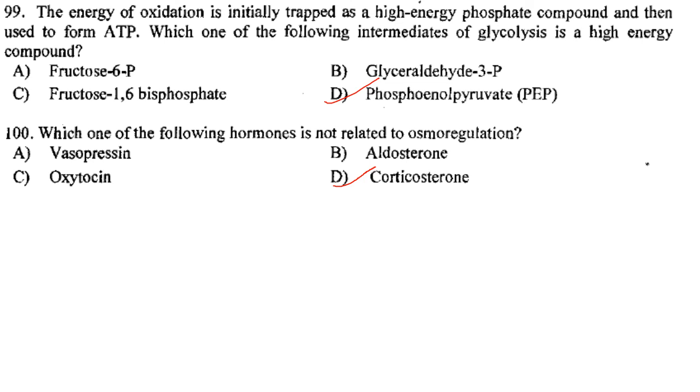Okay. The energy of oxidation is initially trapped as a high energy phosphate compound and then used to form ATP. Which one of the following intermediate of glycolysis is a high energy compound? So it is phosphoenol pyruvate, which is a high energy compound. Answer is option D. Which one of the following hormone is not related to osmoregulation? So corticosterone is not related to osmoregulation.